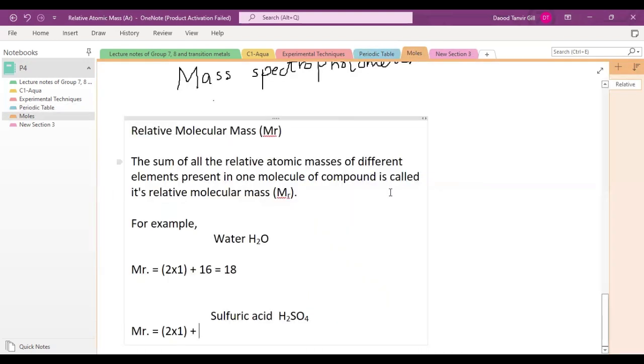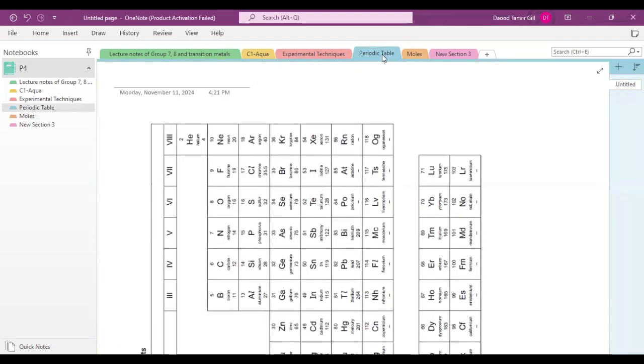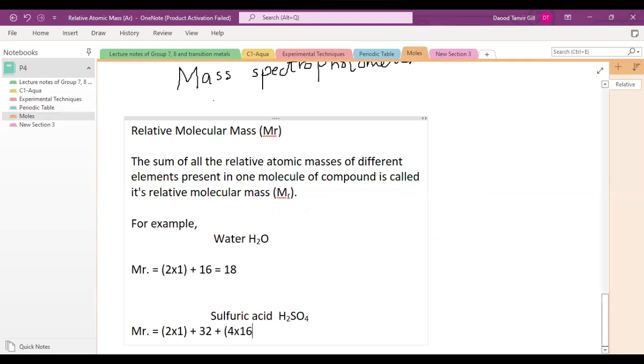We'll add 32 to it, and then we have 4 oxygen. Let's check again from the periodic table. It's 16. Yes. 4 multiplied by 16. Let's check what we get. Yes, we get the relative molecular mass of sulfuric acid as 98.